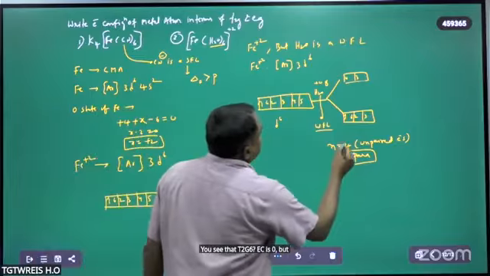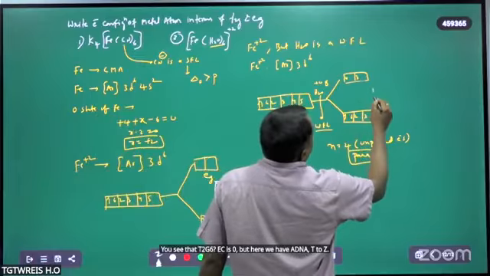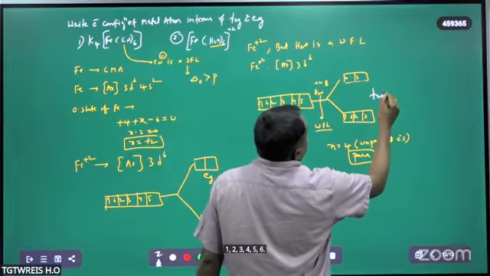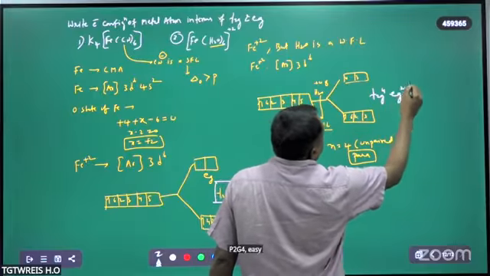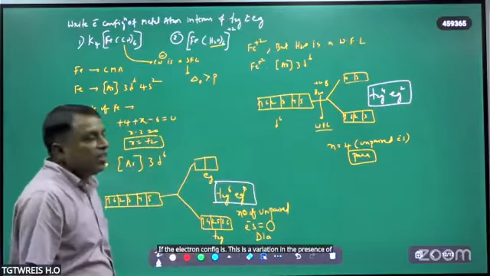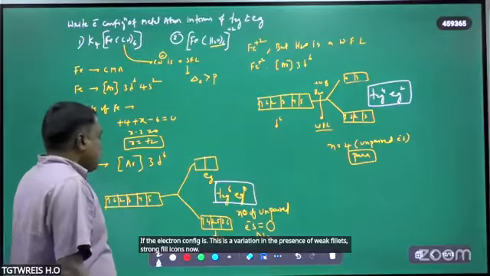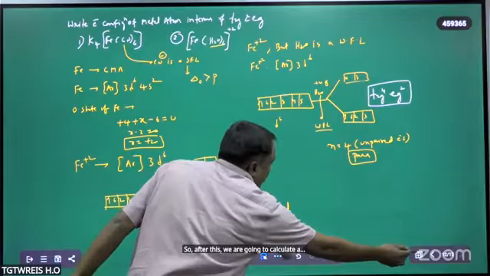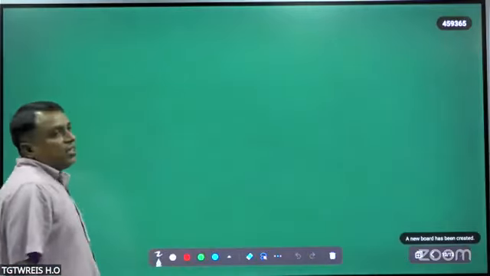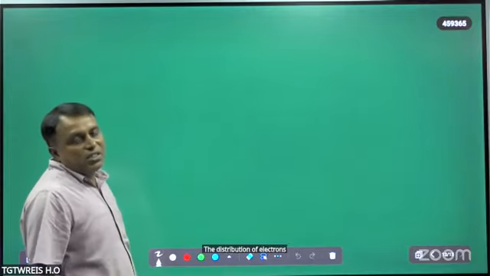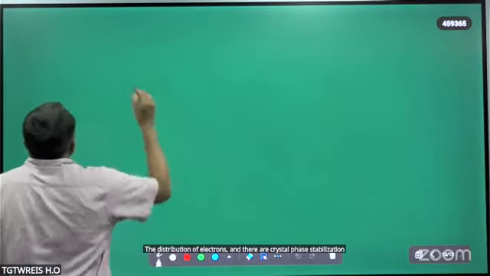But here we have t2g4, 1, 2, 3, 4, 5, 6, t2g4 eg2. This is the electron configuration. This is the variation in the presence of weak field and strong field ligands. So after this we are going to calculate the distribution of electrons and their crystal field stabilization energy.